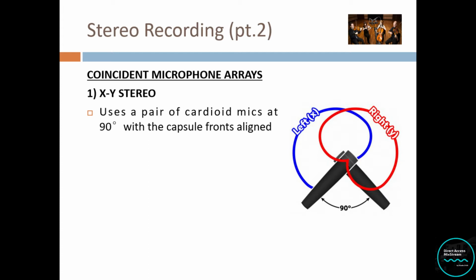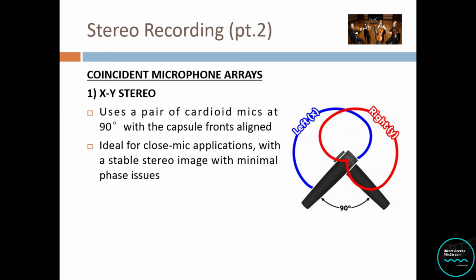Cardioid mics. So this is very important, yeah? It's not omni, it's not figure of 8, this is cardioid at 90 degrees with the capsules aligned to the front. So these are two microphones, as you can see. The left channel in blue is capturing on the left, and you have the right channel on the right, and they are both aligned at a 90-degree angle. Now, XY stereo is ideal for close mic applications. So you can get close to a source with it.